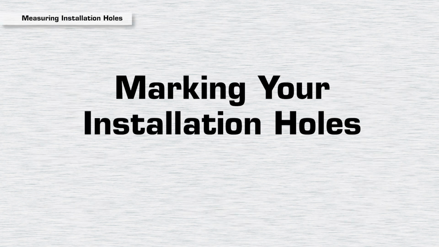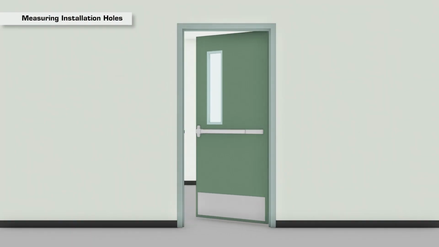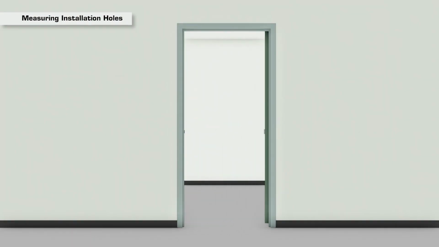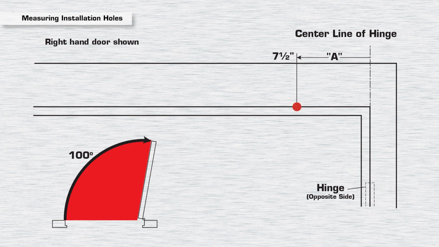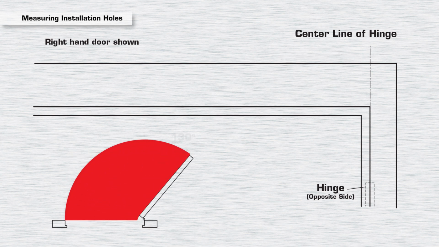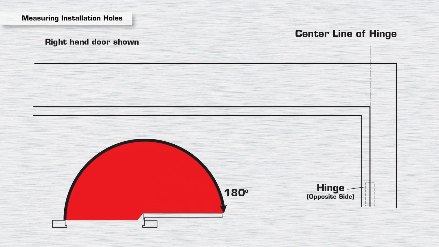To mark your installation holes, first determine the maximum degree of door opening. For up to 100 degree opening, from the center line of the hinge, measure 7 1/2 inches. For up to 130 degree opening, from the center line of the hinge, measure 6 inches. For up to 180 degree opening, measure from the center line of the hinge 4 1/2 inches.